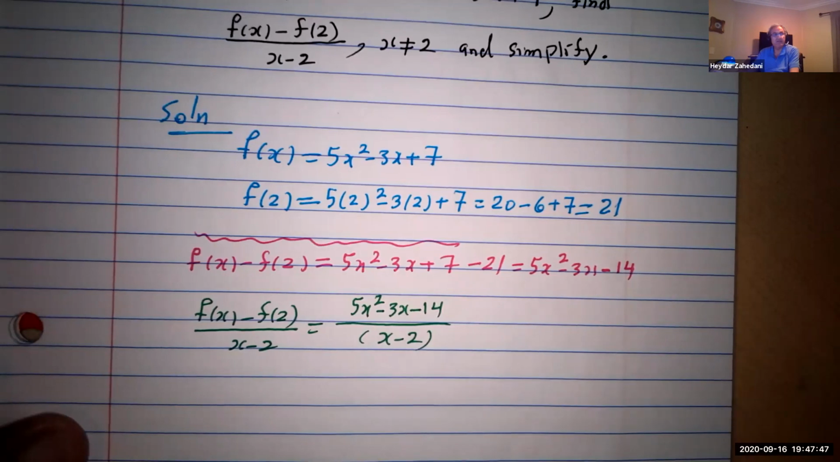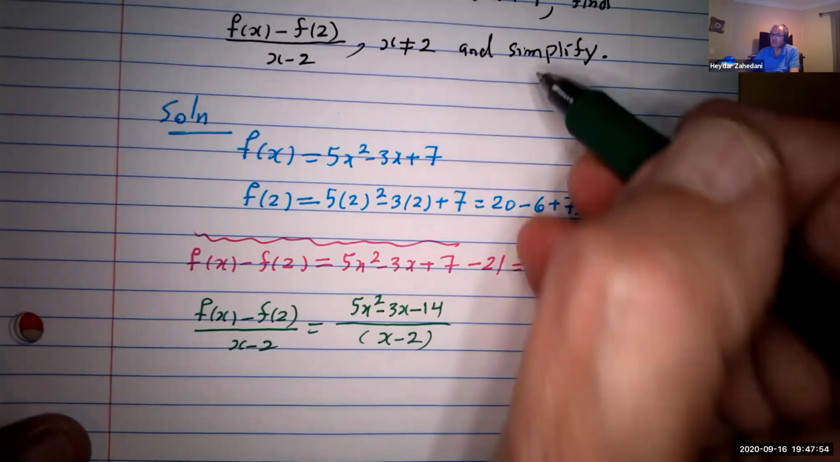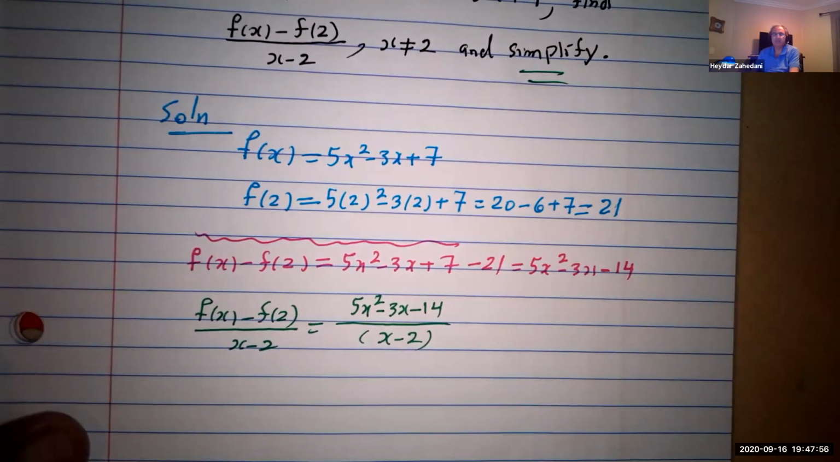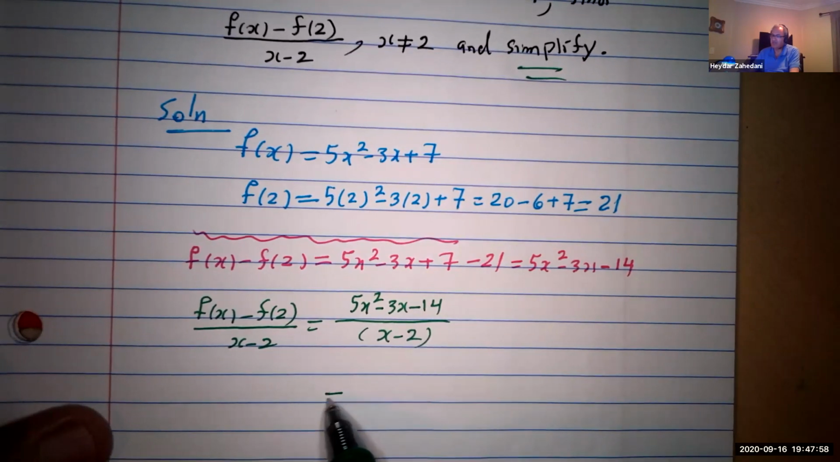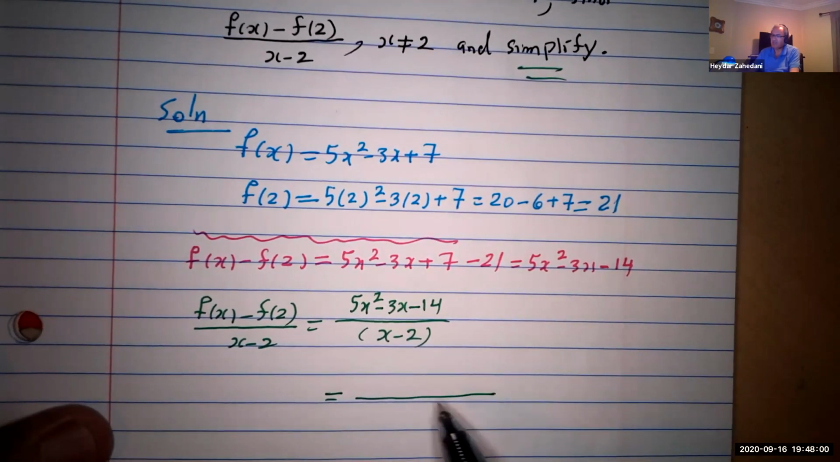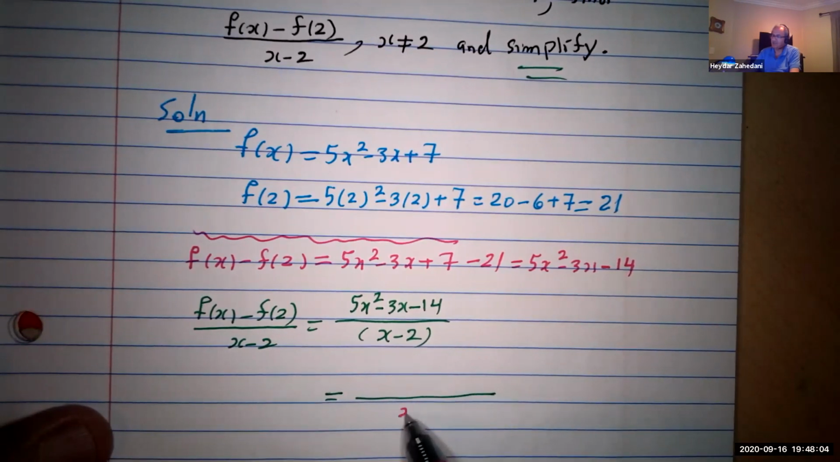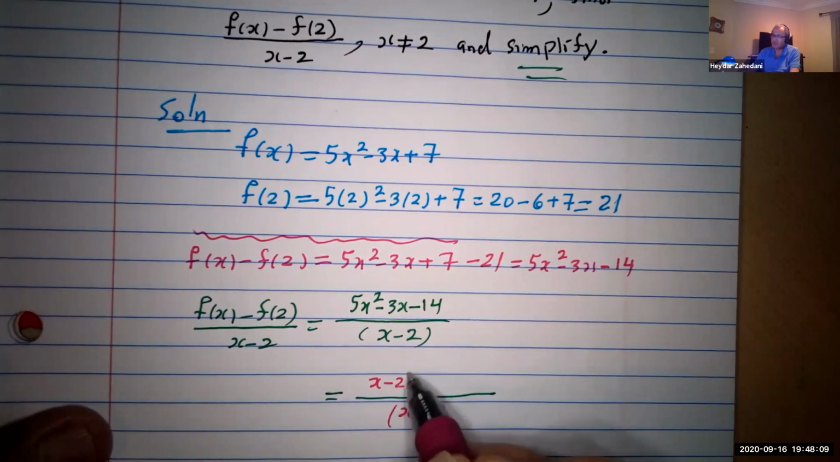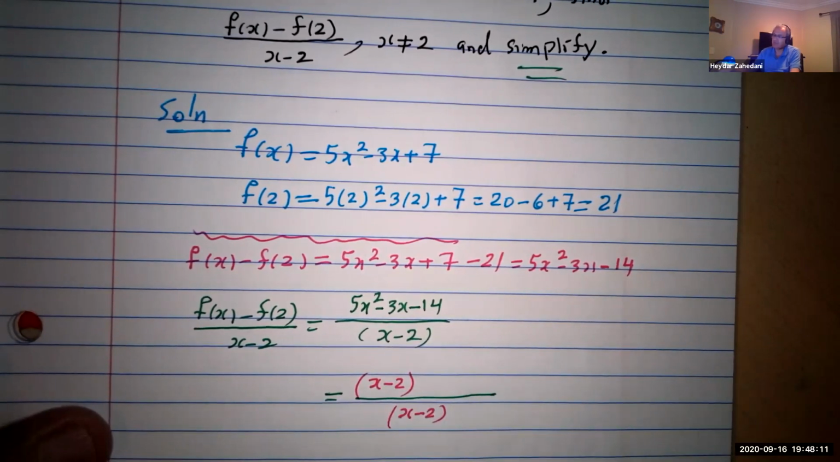Are you done now? You're not done. Some people stop here, but no, you're not done, because they ask you to simplify. So to simplify it, use this advantage that this is x minus 2, whatever it is. It's going to appear on the top as well. You see, it's automatically there.